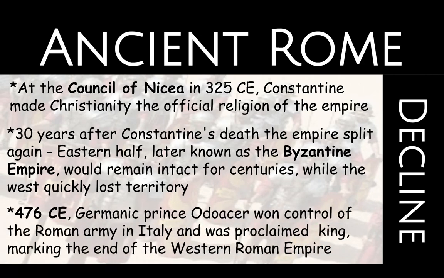So in 476, a Germanic prince would win control of the Roman army and take over the city of Rome. He will declare himself king, and 476 CE is considered to be the official date of the fall of Rome, even though in reality this was a very long process that took quite a while. But historians call 476 CE the official end of the Roman Empire.